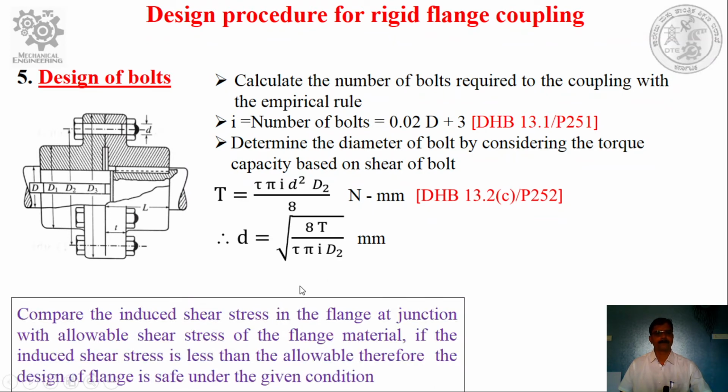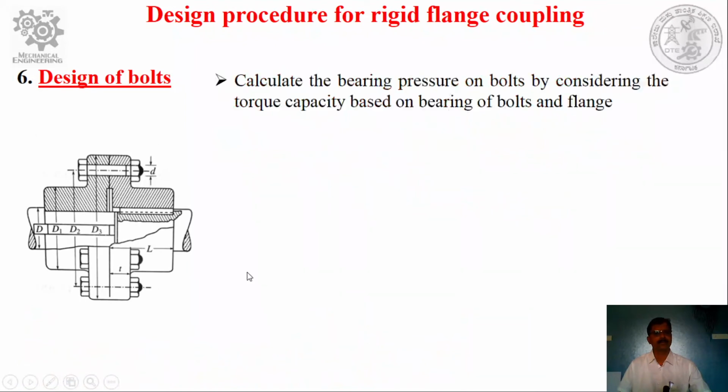Comparing the individual shear stress in the bolt with the allowable shear stress of the bolt material. If the individual shear stress is less than the allowable, therefore the design is safe under the given condition. Here, design of bolts.